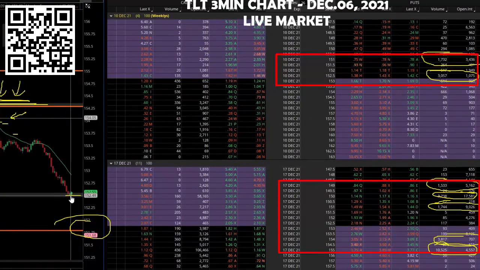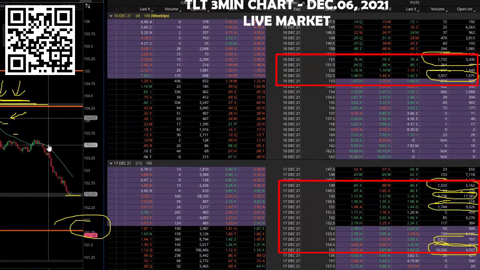But right now at 152 we are seeing some traders covering the shorts. So you cover also. If you are not short the stock, if you bought the puts, you take profits on the puts, and you wait for the next level. So let's see in the next couple of minutes where we are going from here.